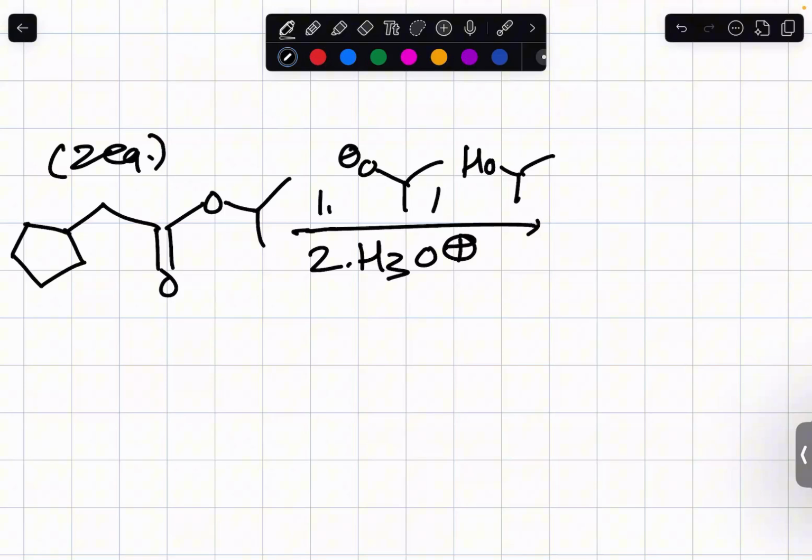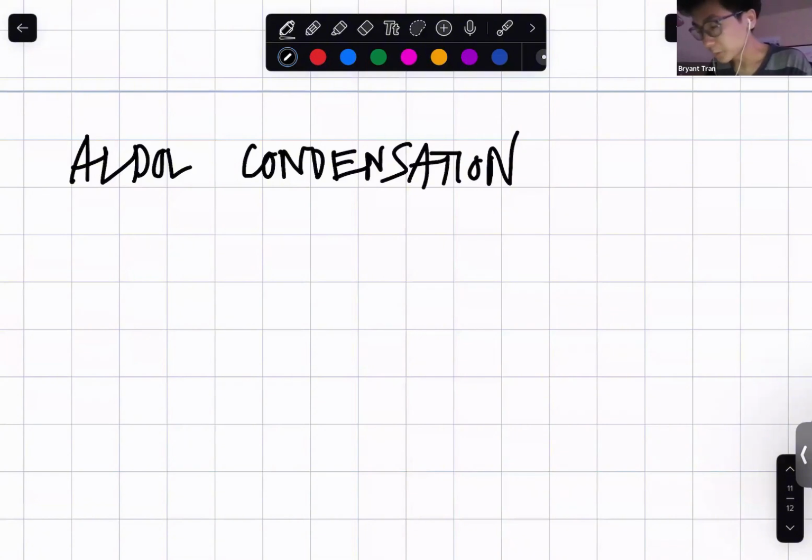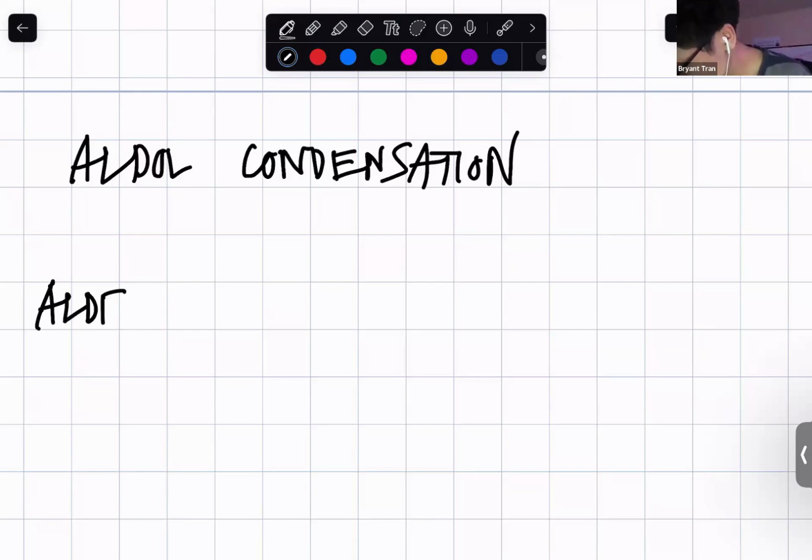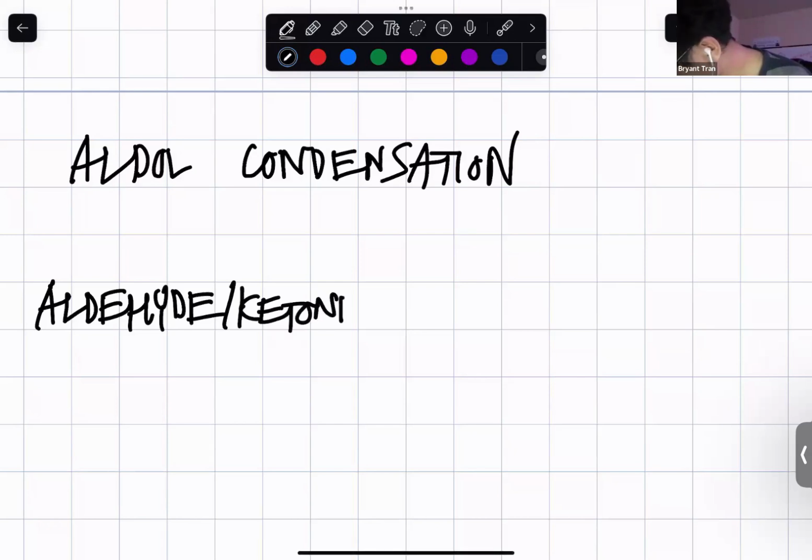Yes. Okay. Aldol condensation. The general reaction here is gonna have an aldehyde or a ketone, usually an aldehyde. I'll tell you when to use a ketone, but usually an aldehyde. Aldehyde or ketone reacting with, as a first step, a strong base.